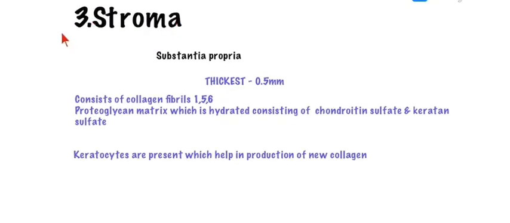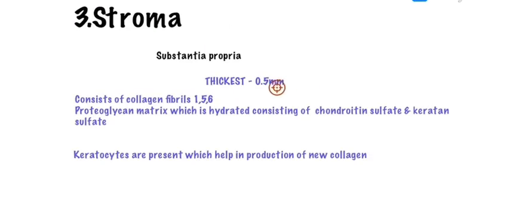The next layer, the third layer, is the stroma. Okay, stroma, you have to understand this. It's very important. It's the thickest layer in our cornea. So we see here Bowman's membrane, it's 12 micrometers in thickness, very thin. This is millimeter, more than the micrometer. So this is the thickest layer in our cornea, otherwise called substantia propria of the cornea.